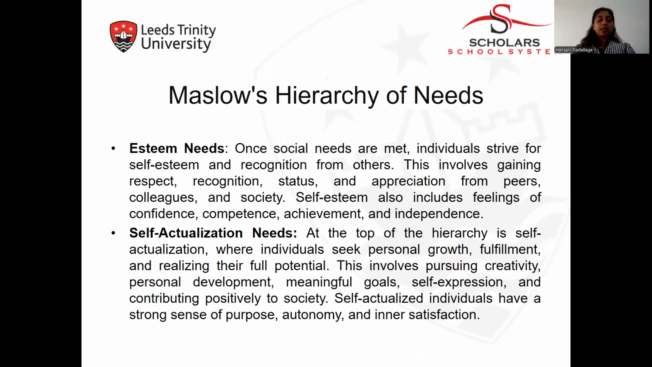So, after that, the final level of needs are self actualization needs, which are different from individual to individual. At the top of the hierarchy is self actualization, where individuals seek personal growth, fulfillment, and realizing their full potential. So, this can include pursuing creativity, personal development, meaningful goals, self expression, and contributing positively to society. Self-actualized individuals have a strong sense of purpose, autonomy, and inner satisfaction. So, through self-actualization needs, the main focus is the inner satisfaction.